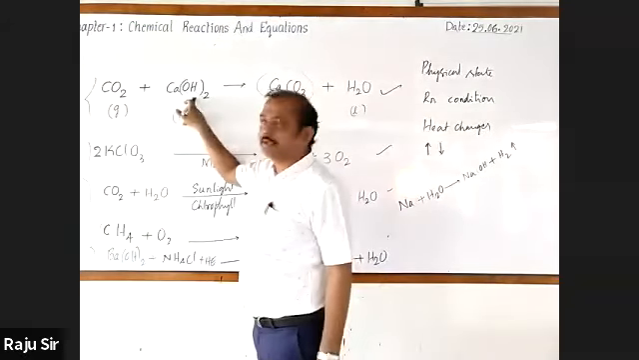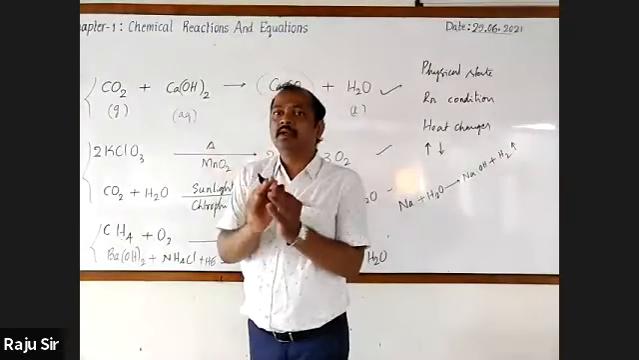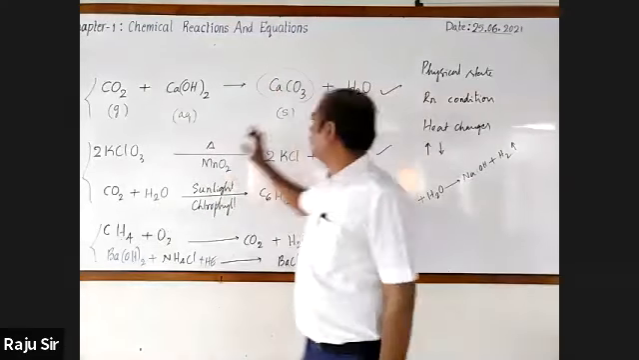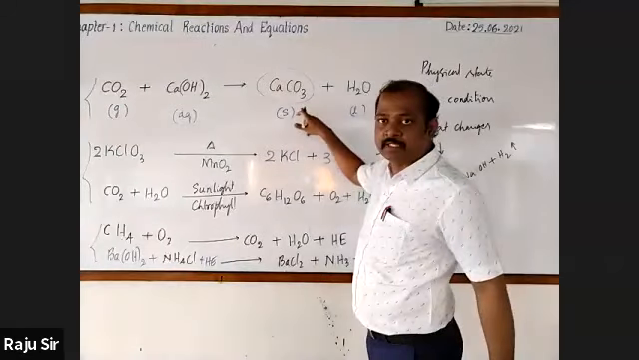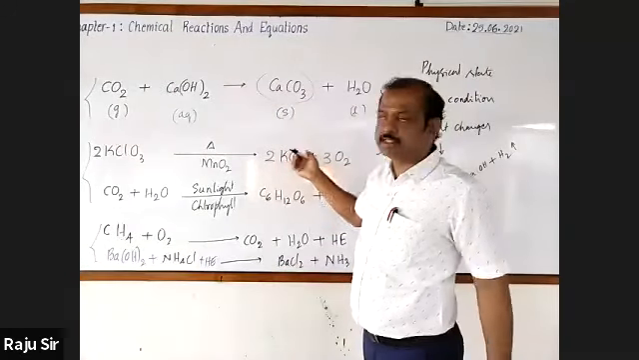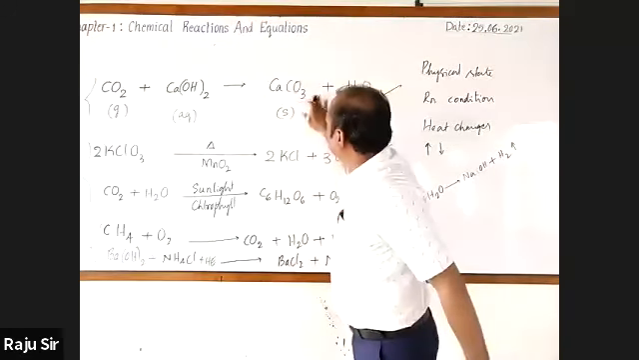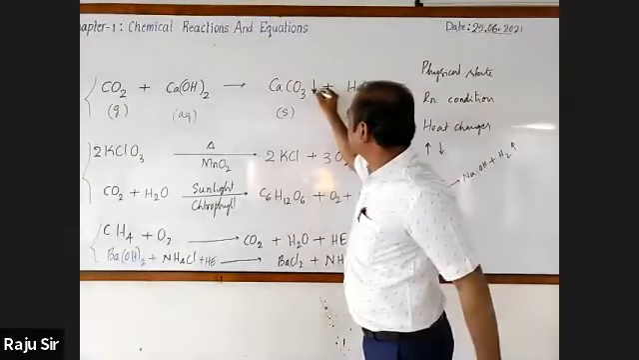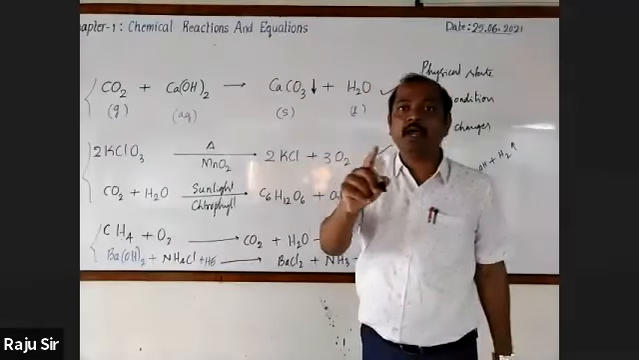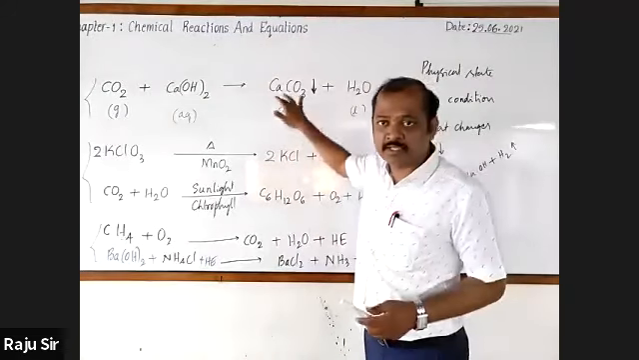Observe. Carbon dioxide reacts with calcium hydroxide. There is no particular condition, but the reaction between these two will produce a precipitate. We all know that a precipitate is a solid, and that is why we mention the downward arrow. That means this is a precipitate.